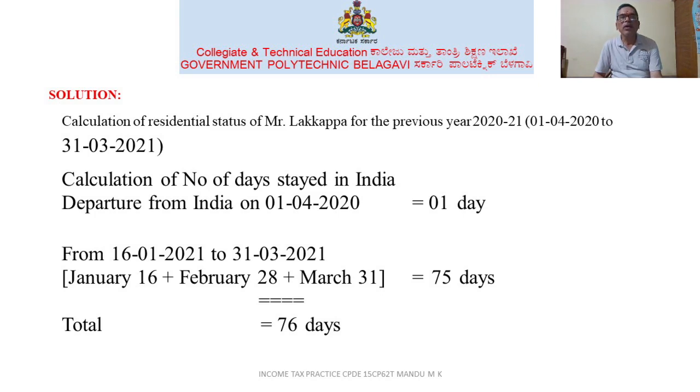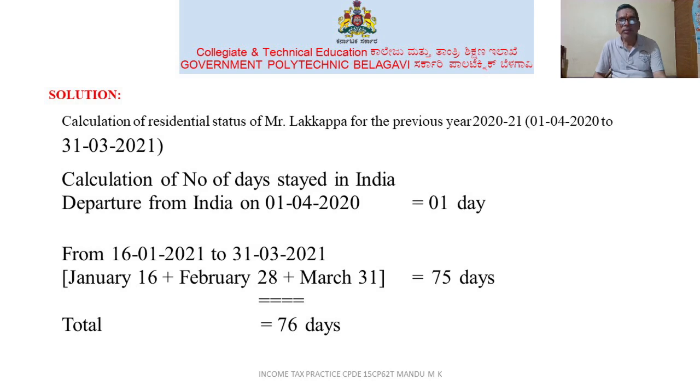Departure from India 1/4/2020, only 1 day. Then from 16/1/2021 to 31/3/2021: January 16 days, February 28 days, and March 31 days. Total 75. In the year 2020-21, Mr. Lakkappa is staying 76 days.